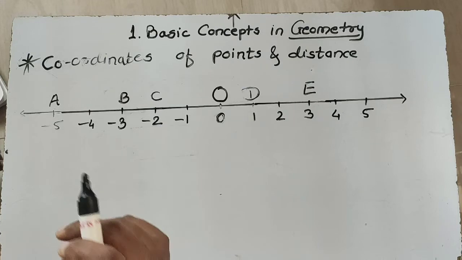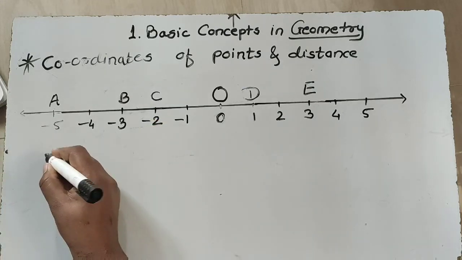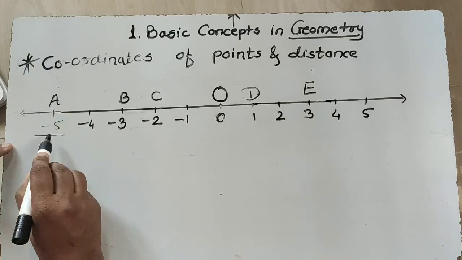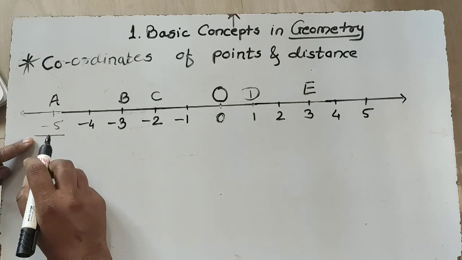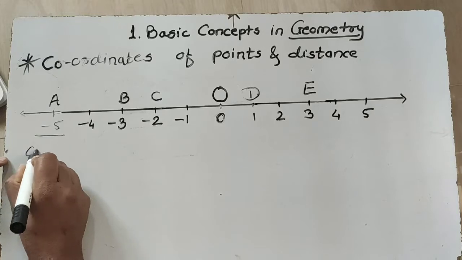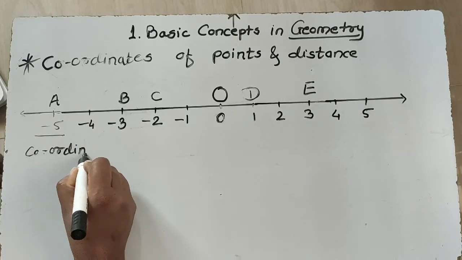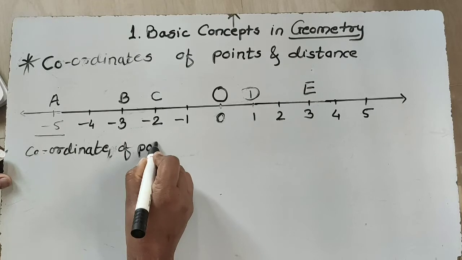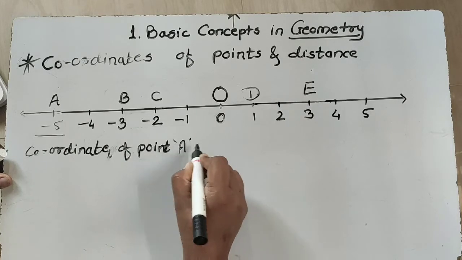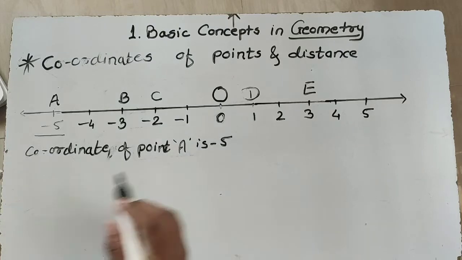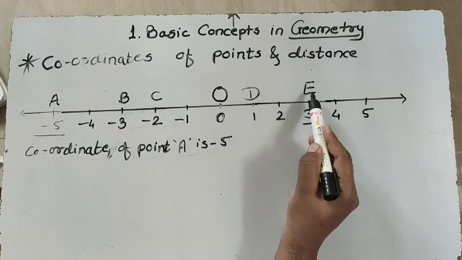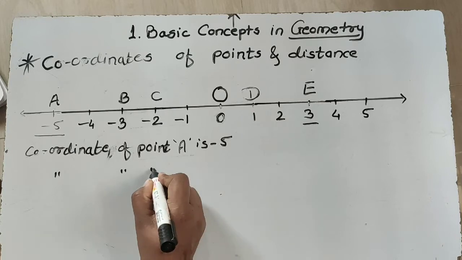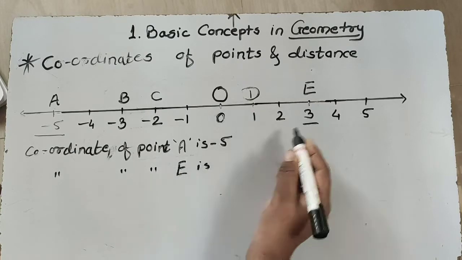Here downside the numbers are written and upside the letters are written. Now if I ask you what is the coordinate of point A, you will observe that point A is here, and below it which number is written? -5. So the coordinate of point A is -5. If I ask you what is the coordinate of point E, E lies on which number? That is 3. So the coordinate of point E is 3.